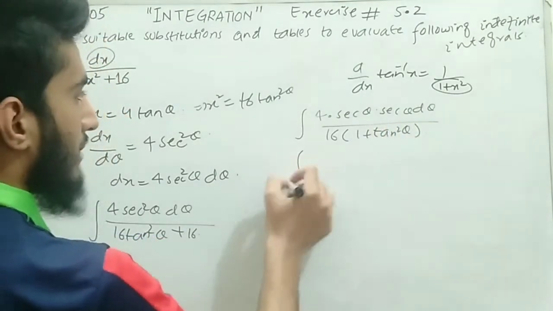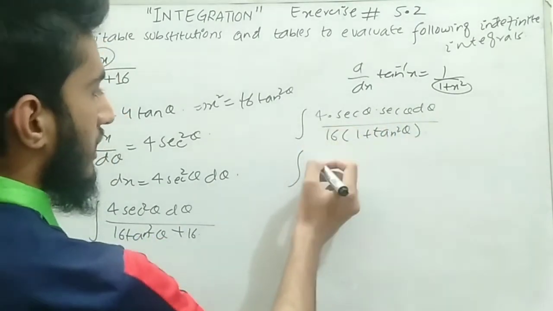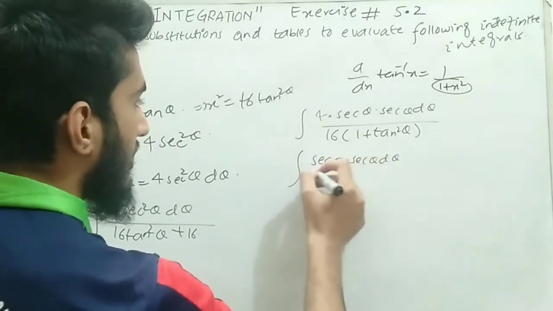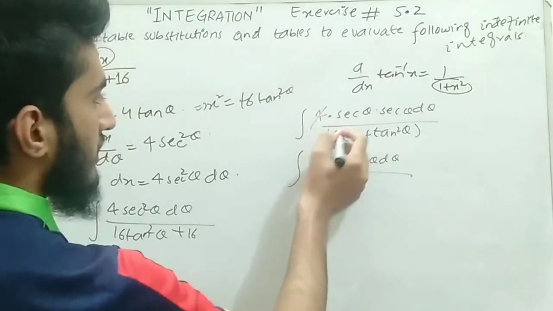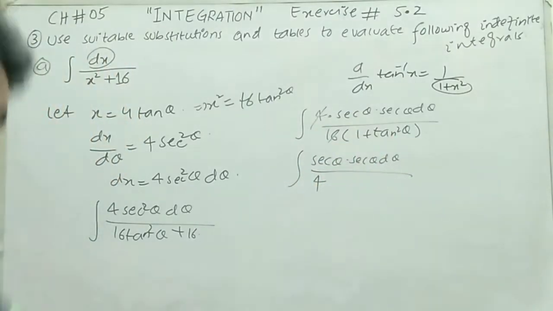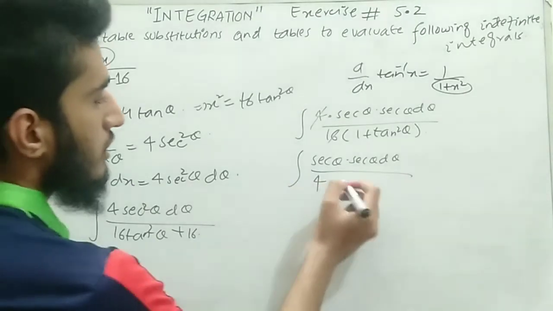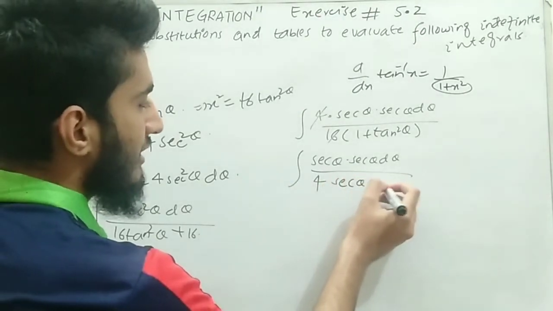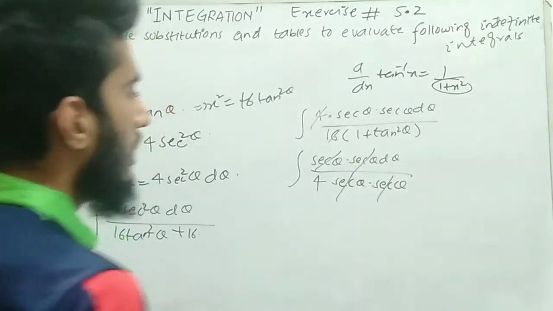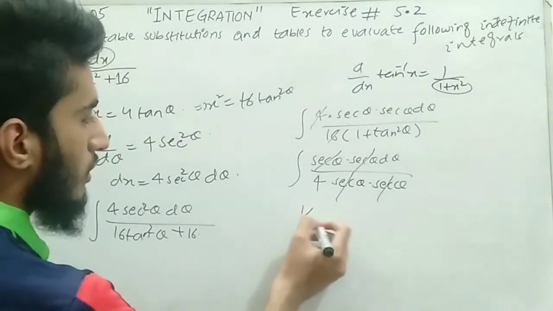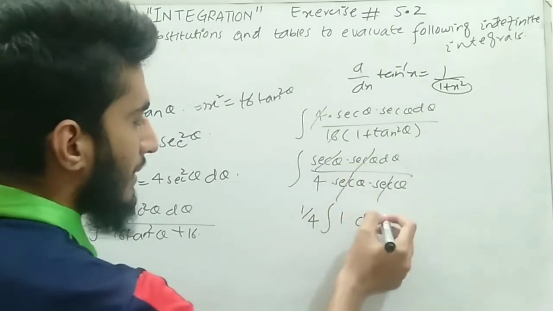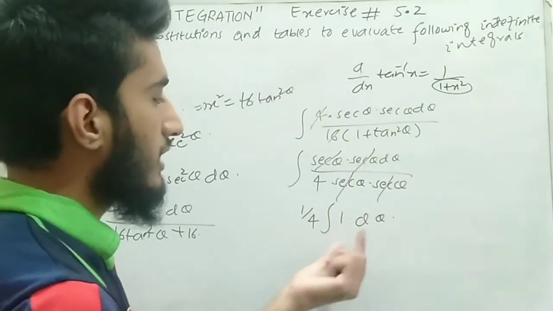So after this 4 will cancel out with 16, so in the numerator we are left with secant theta dot secant theta d theta, divided by just 4 here, and 1 plus tangent square theta is equal to secant square theta according to the trigonometry rule. So it becomes secant theta dot secant theta, we can also write. So secant theta cancels out with each other. We are just left with 1 over 4 integral of 1, we are left with just 1 d theta.